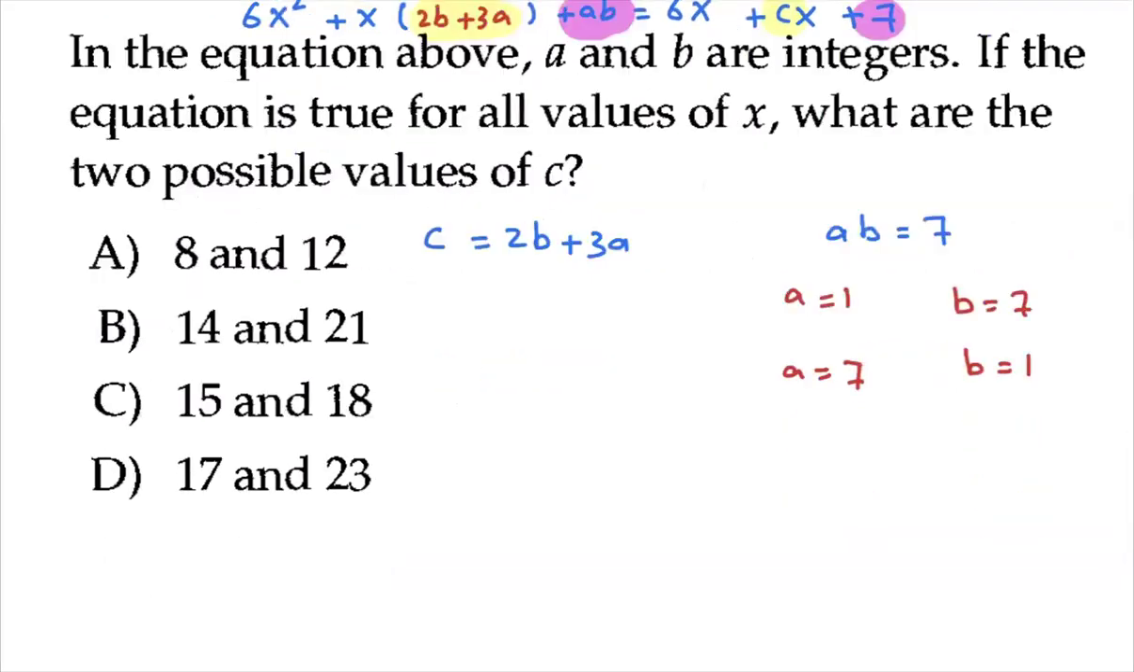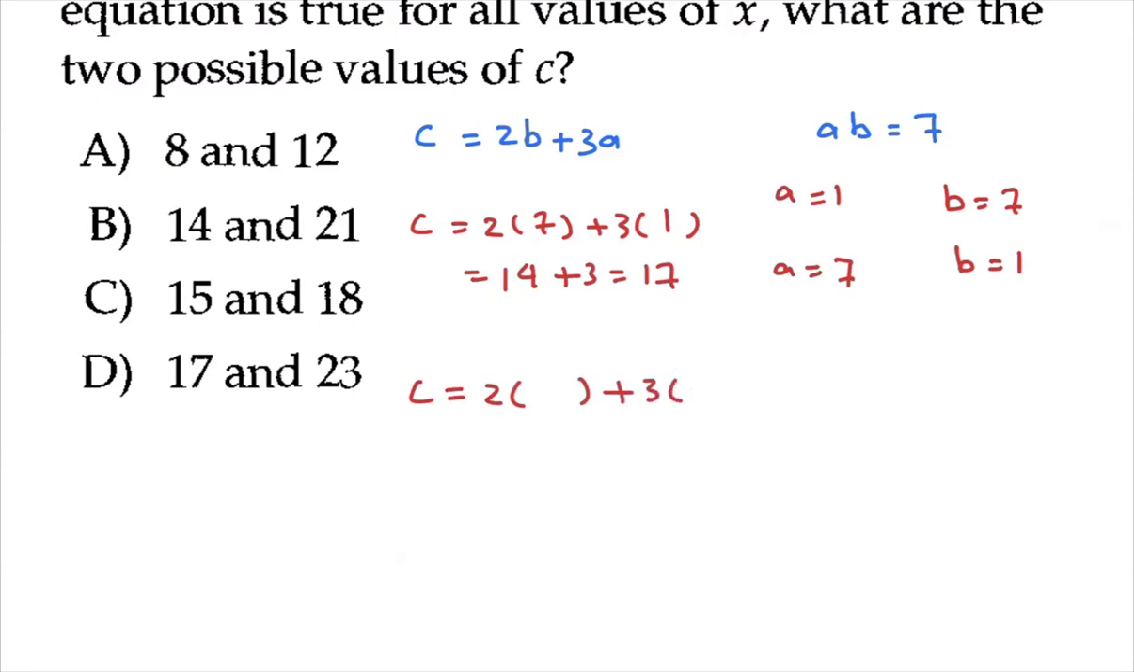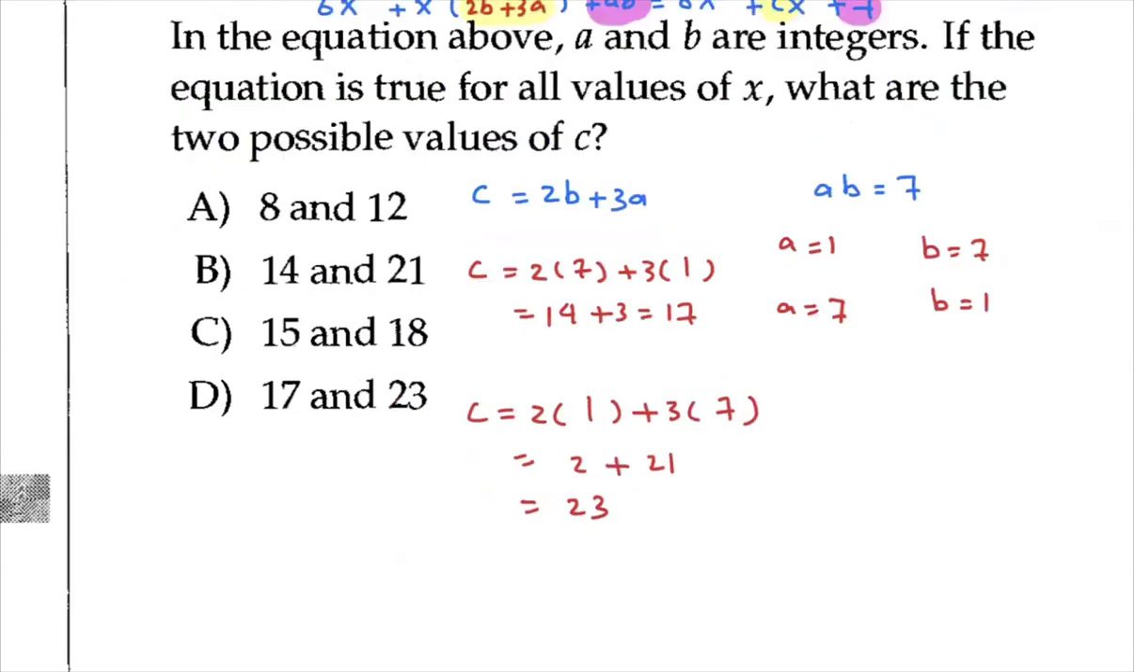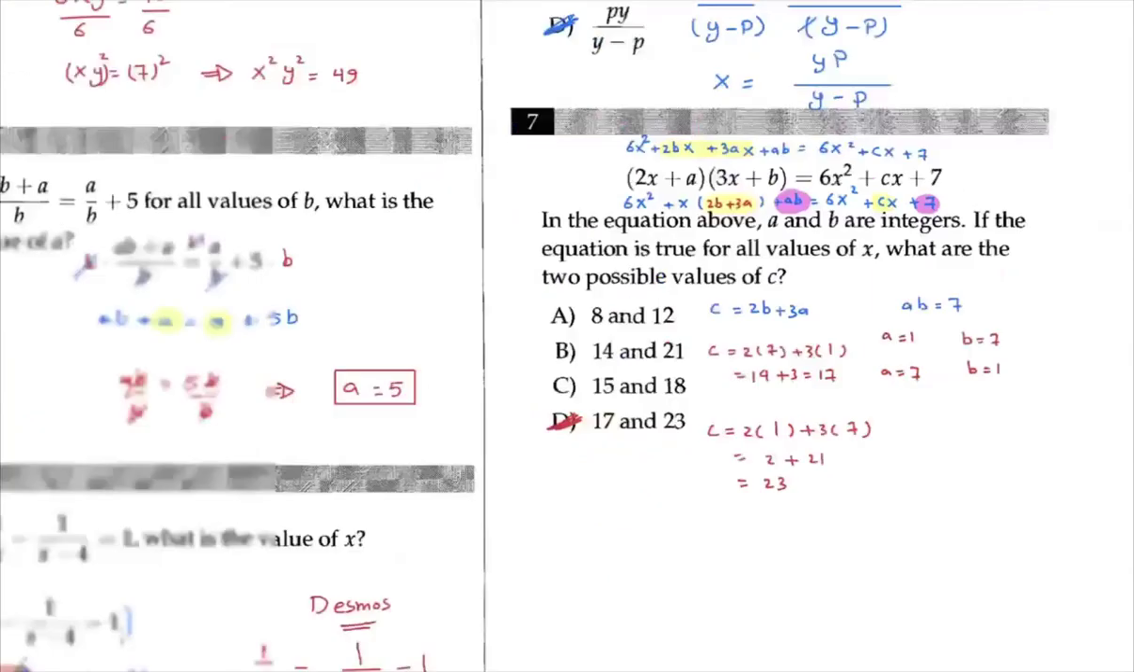That means the value of c can be 2 times b plus 3 times a. If you consider b 7 and a 1, it will be 14 plus 3, which is 17. Or c equals, again, 2 times b plus 3a. If you consider b 1 and a 7, it will be 2 plus 21, which is 23. So the correct answer for question number 7 is 17 and 23.